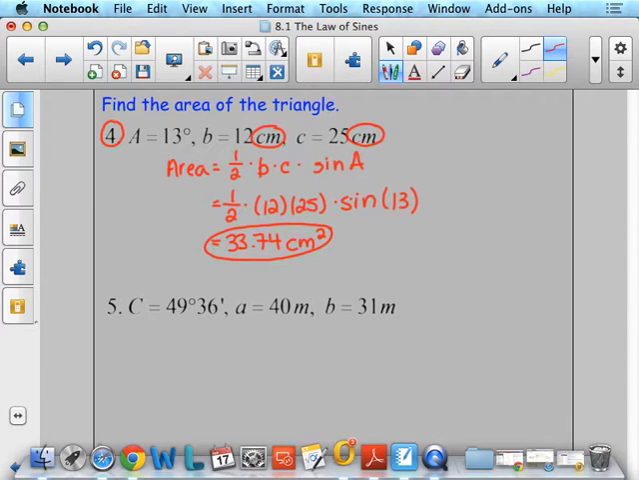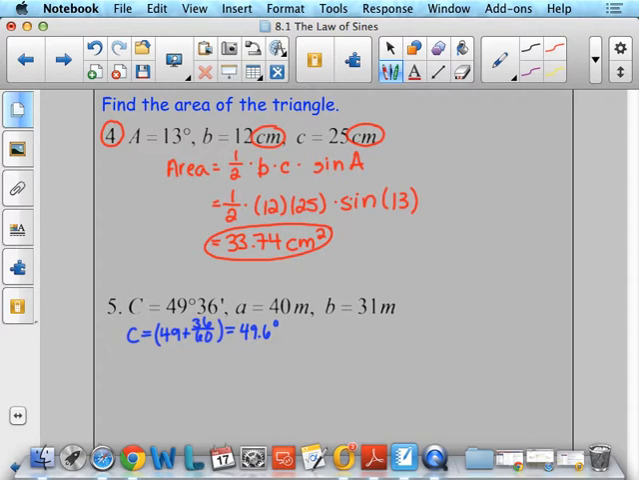All right, we're going to go ahead and do number 5. It's our last example. Okay, so before we start, if you look at the angle, it's in degrees and minutes. So remember, we just want it as a decimal, so to get it from degrees minutes to a decimal, we're going to take our degrees and add our minutes divided by 60. So this is 49.6 degrees.